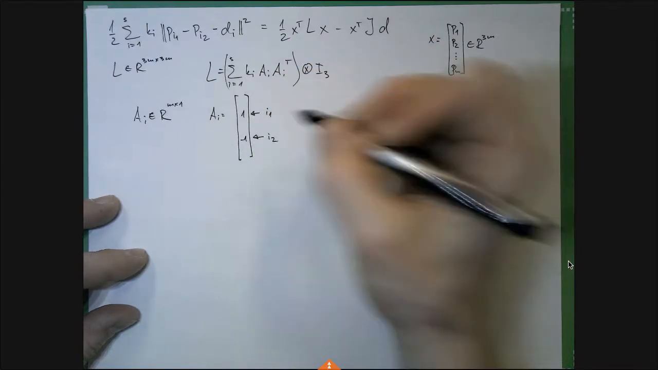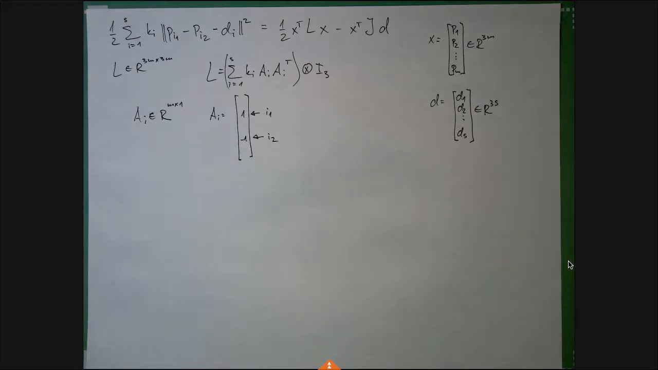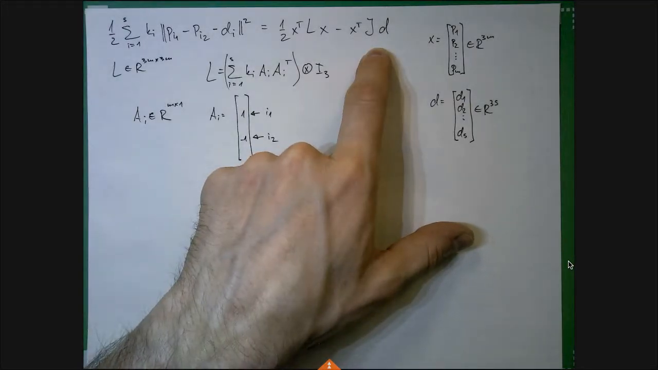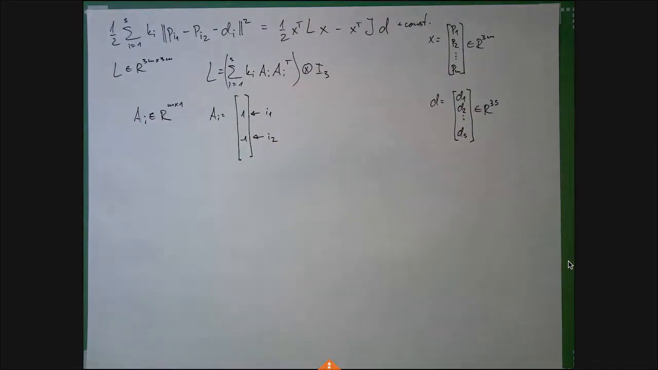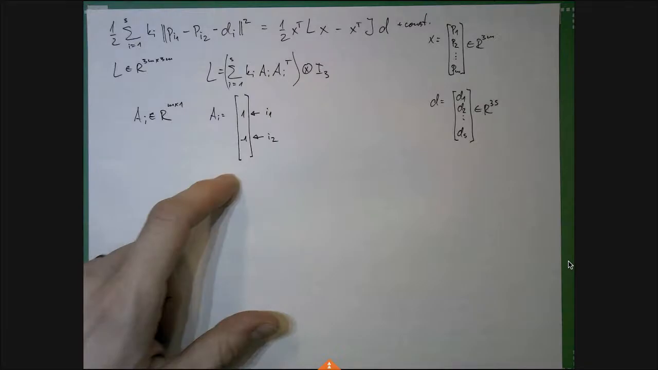Shouldn't there also be a constant term in the first line? You mean here? Yeah, there should be, yes. I already discarded it because once we start minimizing it, the constant doesn't matter. But yeah, you're right. That was a little too quick.